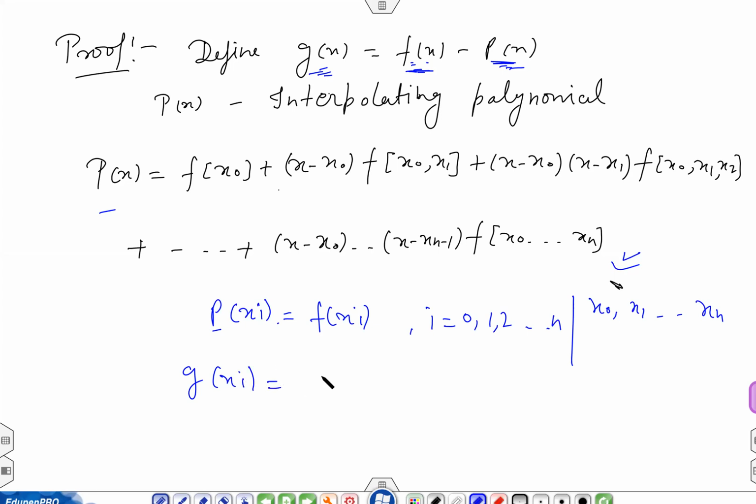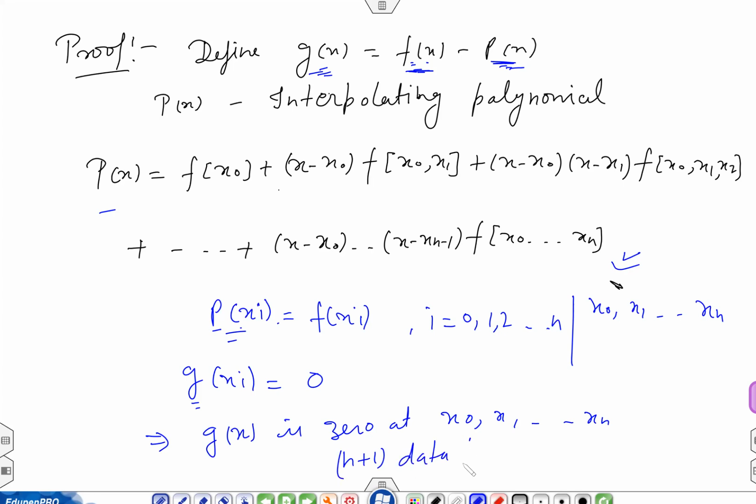It will be 0 at these points, because at x0, x1, x2, xn the function value and the polynomial value are the same. So whenever you put x equal to these points, you are getting g of xi equal to 0. So what does it imply? This implies that g of x is 0 at x0, x1 up to xn. That means n plus 1 data points. g of x is 0 at n plus 1 data points.